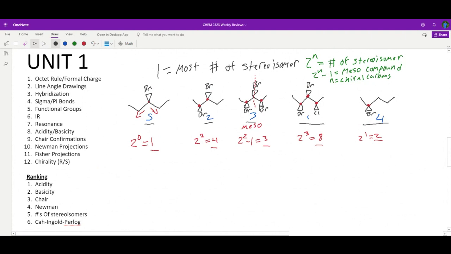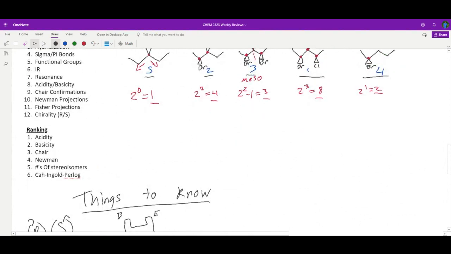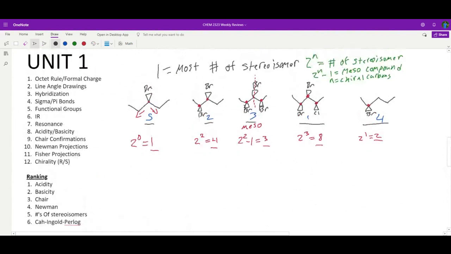I'm not sure if they'll do ranking or if they'll do 1, 2, 3. Sometimes they'll just ask what is the most acidic or what's the most stable. So it might be that, or it might just give you all the numbers.